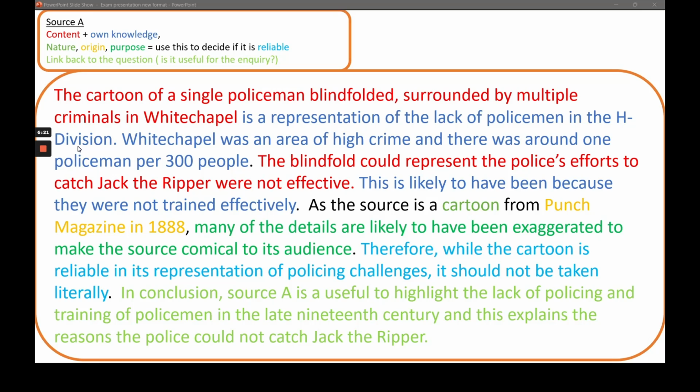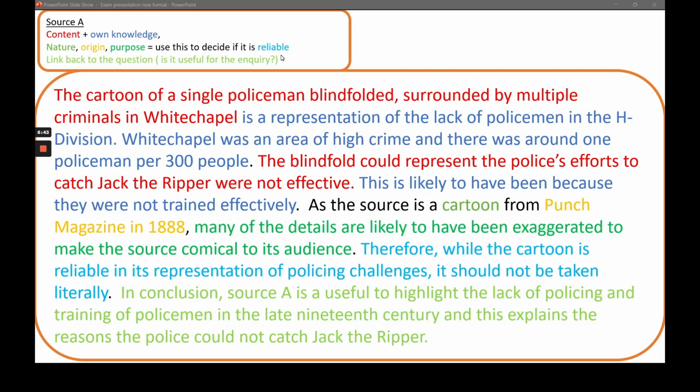The blindfold could represent the police's efforts to catch Jack the Ripper were not effective. Own knowledge, this is likely to have been because they were not trained effectively. As the source is a cartoon from Punch magazine in 1888, many of the details are likely to have been exaggerated to make the source comical to its audience. And up there, comical to its audience, that's purpose.